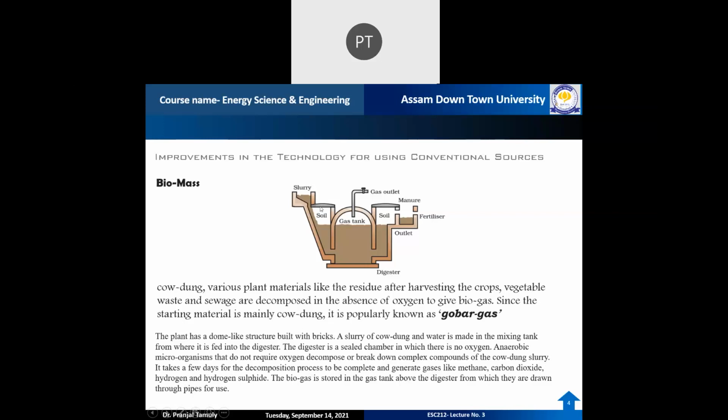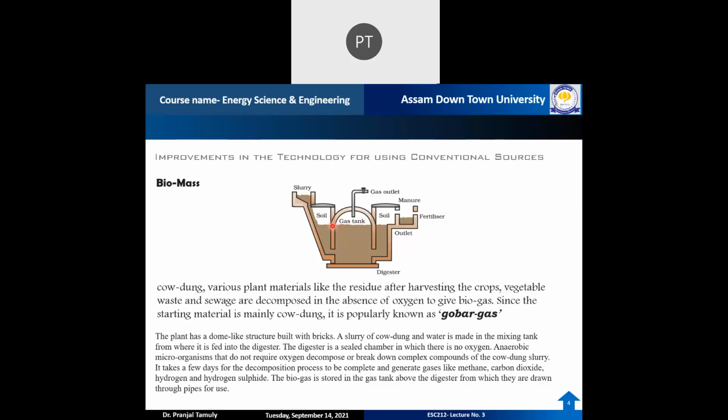This is where we mix the gobar, or the cow dung, with water and put it here. So it is like a slurry, a very liquid substance. We put it in this chamber, and it flows into this big chamber that is called the digester.